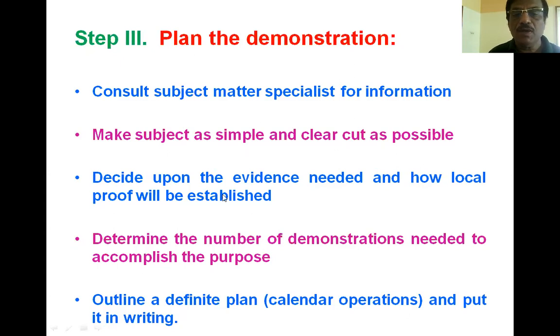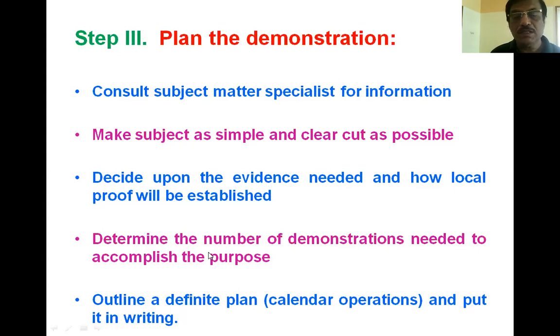Then decide upon the evidences needed. So on which aspect, on which variety you want to compare, which is the variety the farmers are growing, which variety you are going to introduce. So you have to make an evidence comparison. You should decide which variety to use, and local proof will be established.